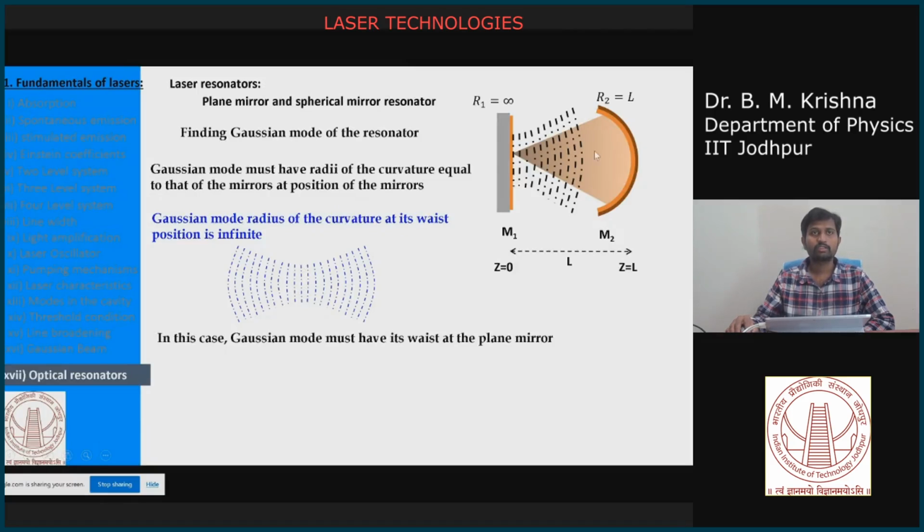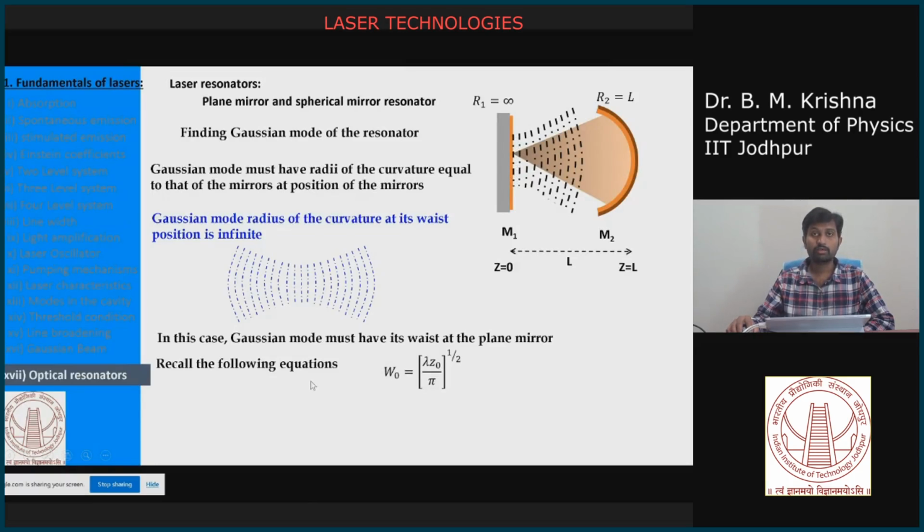So now in this case, where we have a plane mirror and spherical mirror resonator, your Gaussian mode must have its beam width at the plane mirror. As you see, the radius of curvature of our Gaussian mode is infinite at the plane mirror, which means the beam width has to be at the plane mirror.